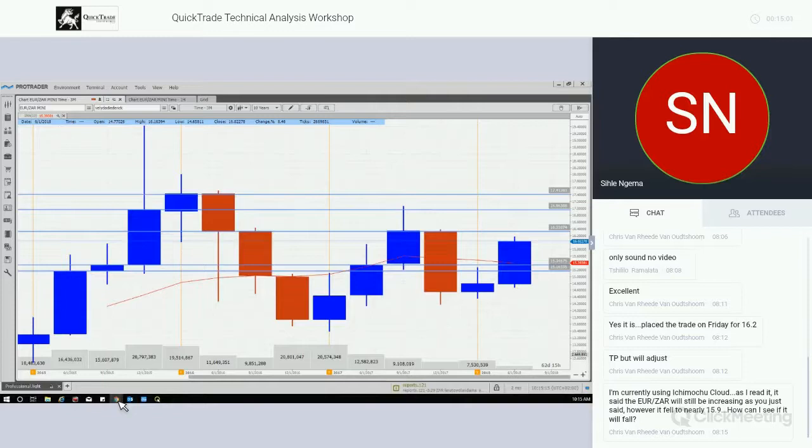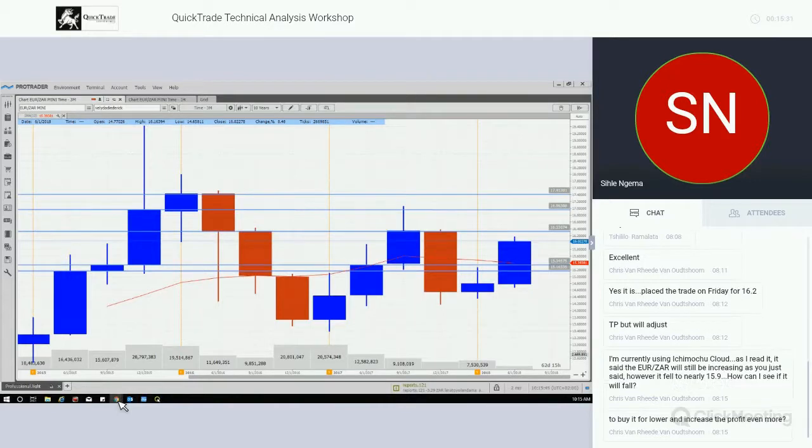Well, Chris is saying that he's currently using the Ichimoku Cloud. As he reads it, the US dollar will still be increasing, the euro will still be rising, as you just said. Okay, it fell nearly 1590. How can I see if it will fall? I see what you're saying there, Chris. How will you see if it will fall? I don't know, Chris, how you'll see if it will fall.